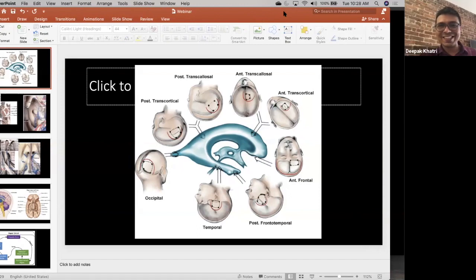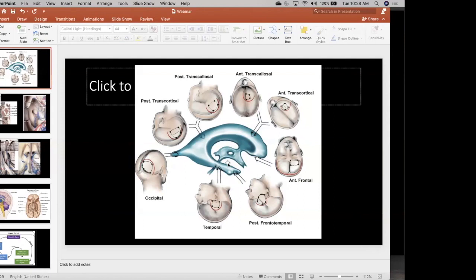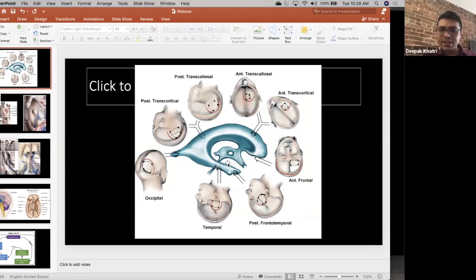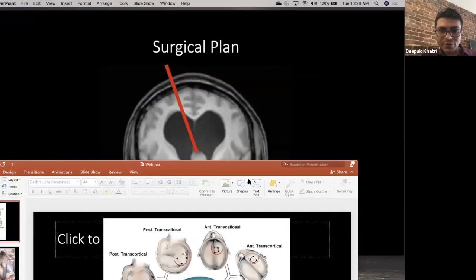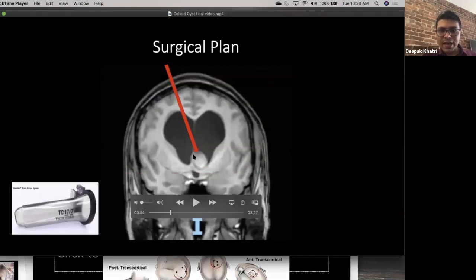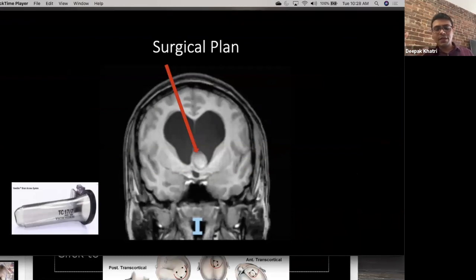Sure. Thanks, Dr. Langer. Based upon the level of the obstruction, we define our approaches accordingly. Back to the video again, we have this obstruction at the level of the foramen of Monro on the left side, yet we are going from the right side, because when formulating a plan, we have to weigh the risks and the benefits of the approach.